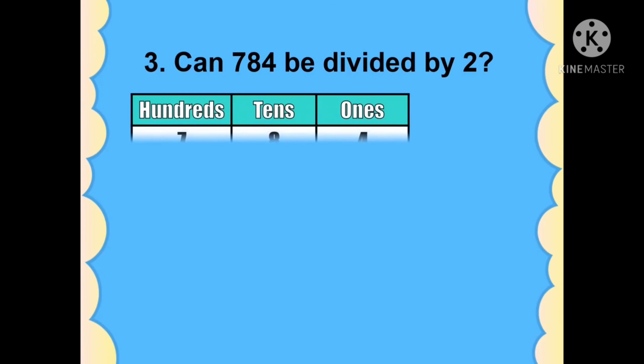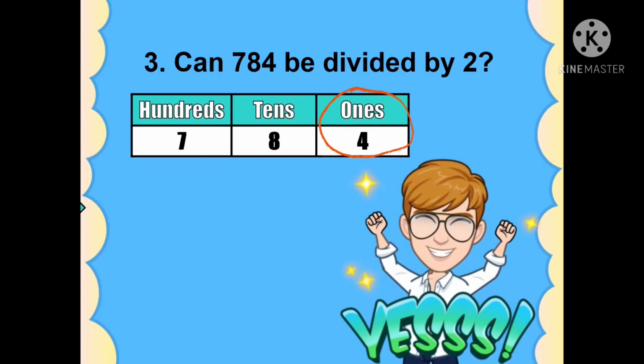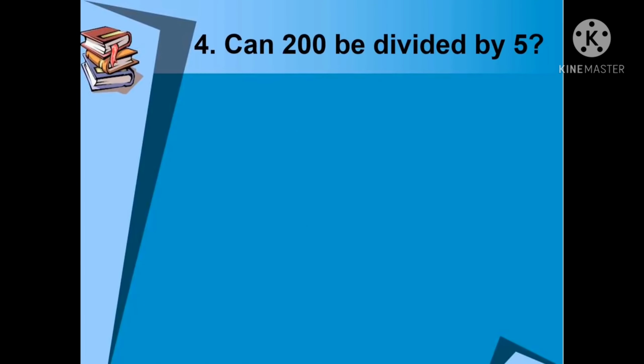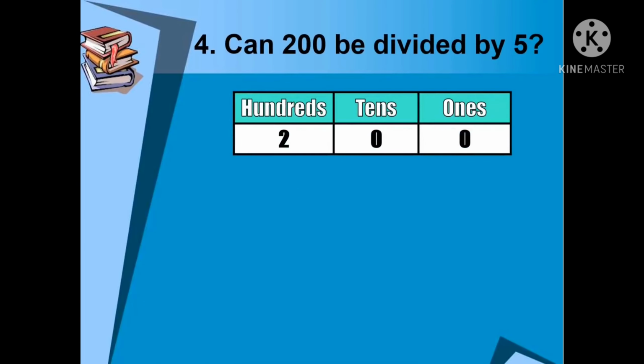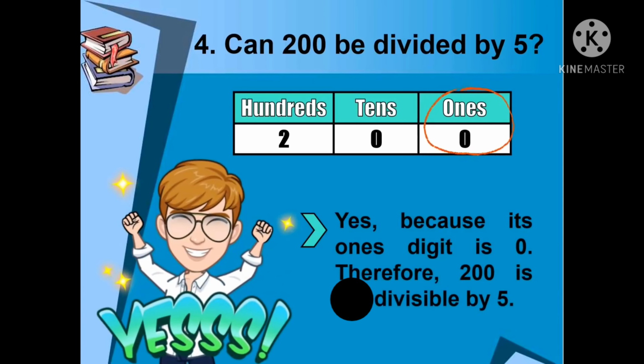Number 3. Can 784 be divided by 2? The ones digit now is 4. Yes! Since its ones digit is 4, which is an even number. Therefore, 784 is divisible by 2. Let's proceed now to number 4. Can 200 be divided by 5? So the ones digit now is 0. So the answer is yes, because its ones digit is 0. Therefore, 200 is divisible by 5.